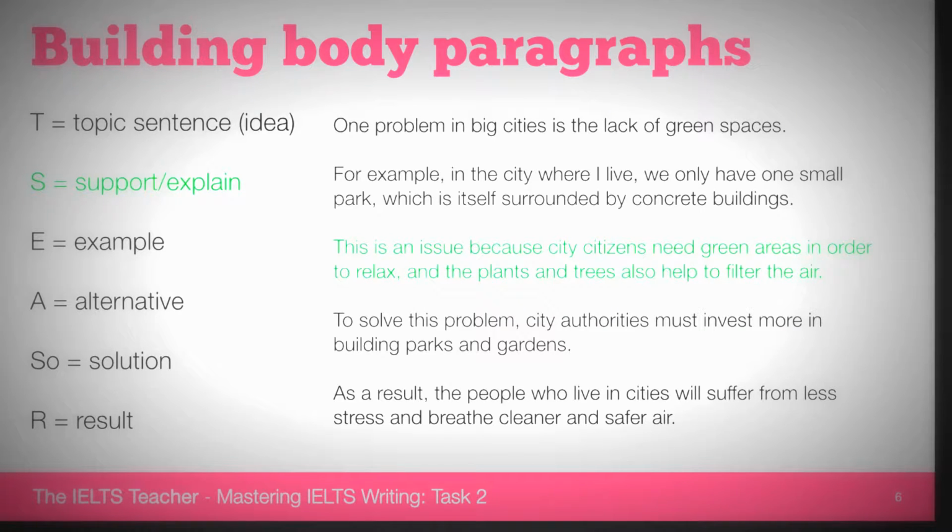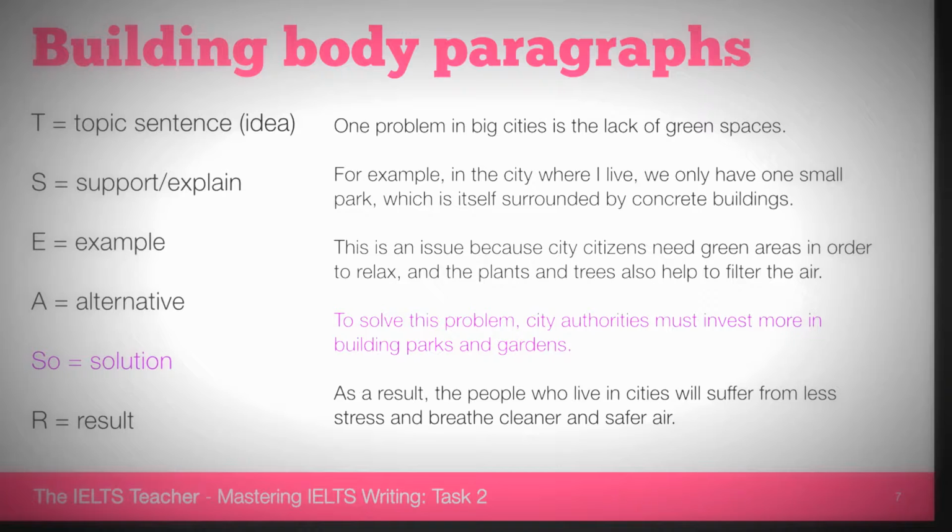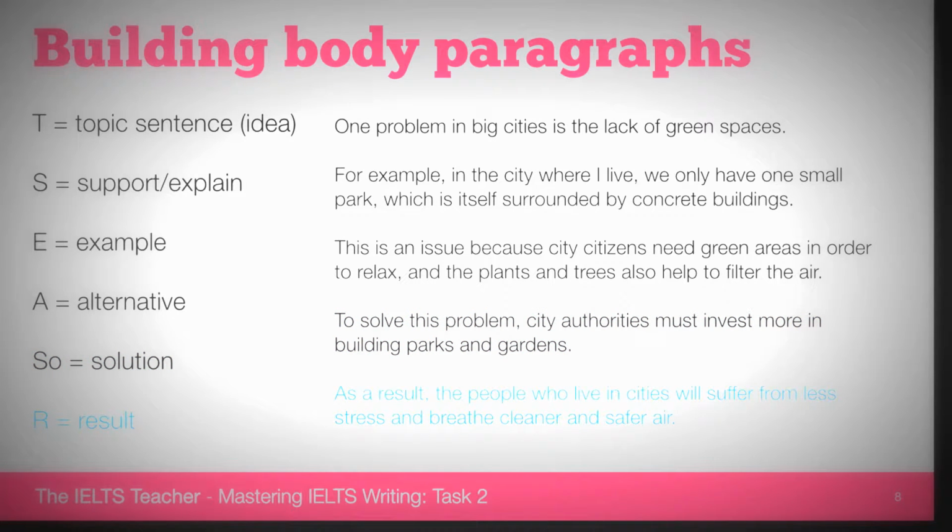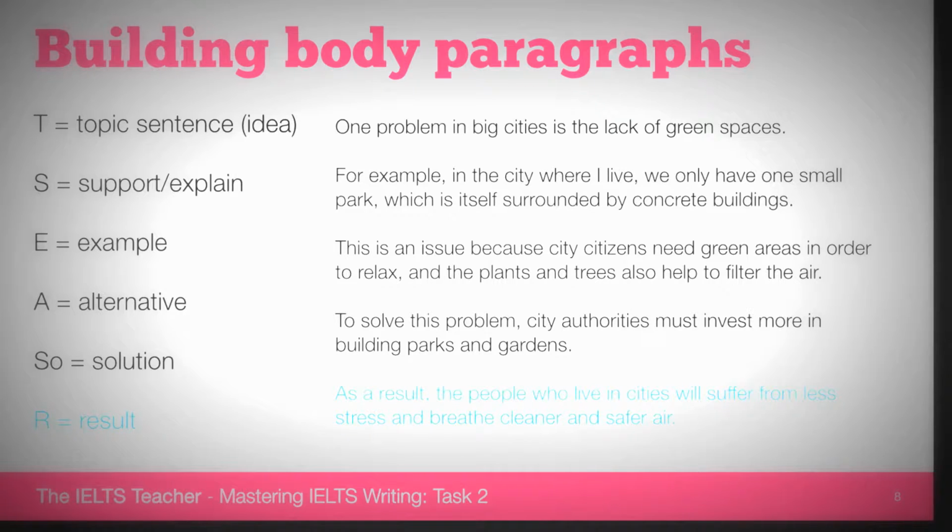As this is a problem and solution paragraph, we need to follow this with a solution. To solve this problem, city authorities must invest more in building parks and gardens, and then the result of that solution. It's often nice to finish a paragraph with a result because the result will link itself to the first sentence, creating a very, very clear central topic.